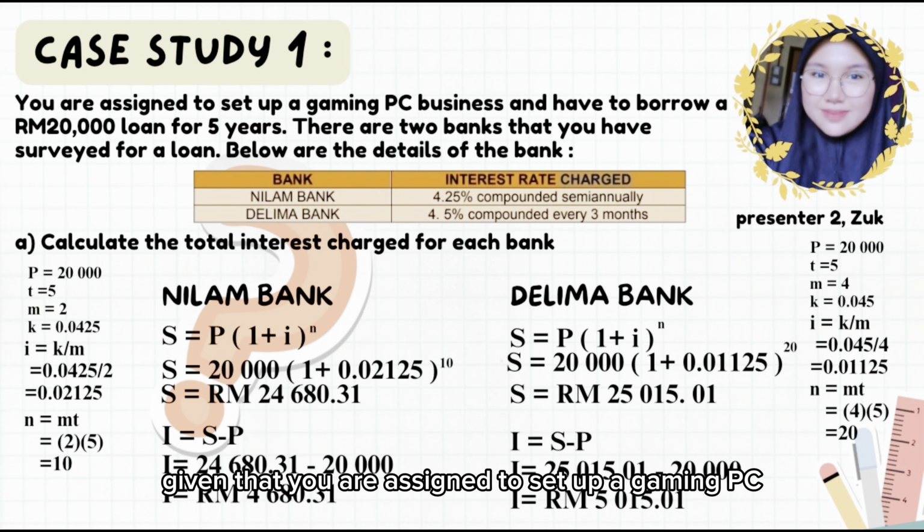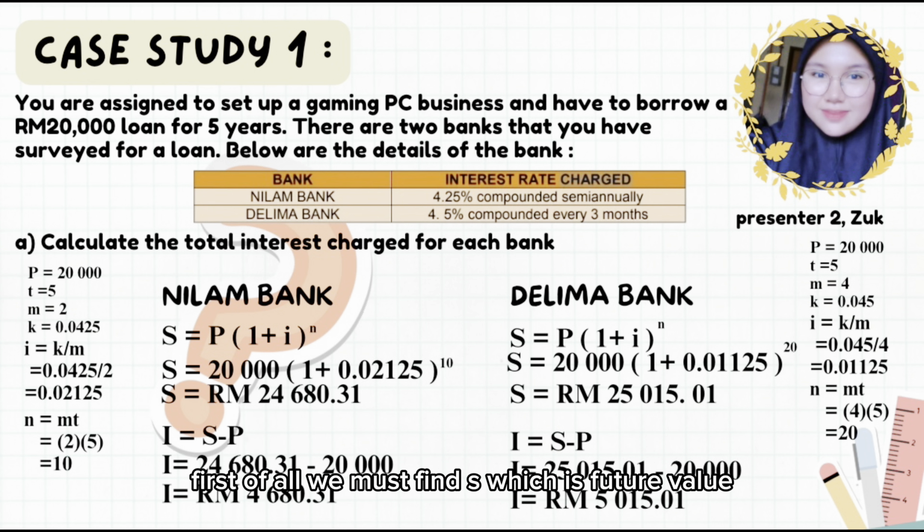The question is given that you are assigned to set up a gaming PC business and have to borrow a 20,000 ringgit loan for 5 years. There are two banks that you have surveyed for a loan. Below are the details of the banks. The interest charge for Nilam Bank is 4.25% compounded semi-annually, and Delima Bank is 4.5% compounded every 3 months. So we start with Nilam Bank.